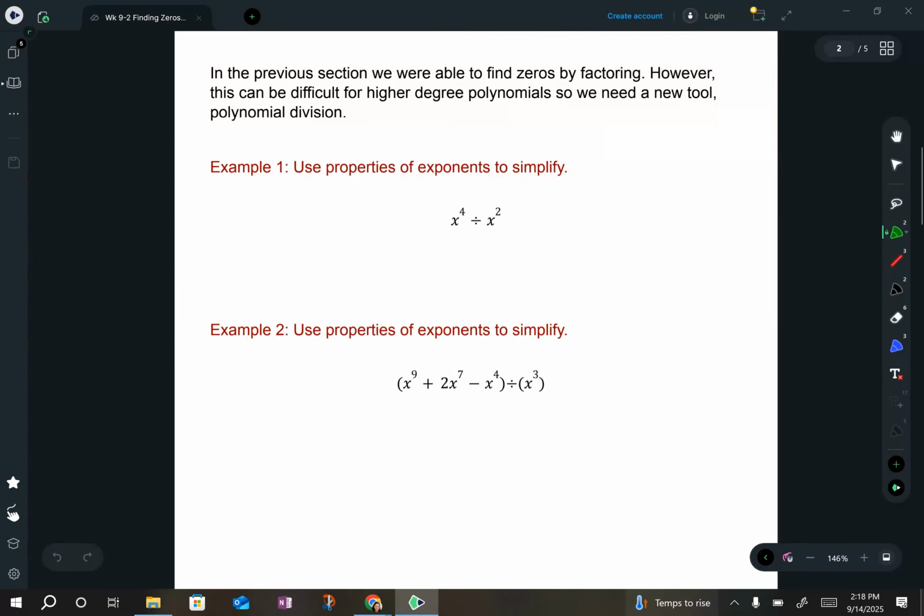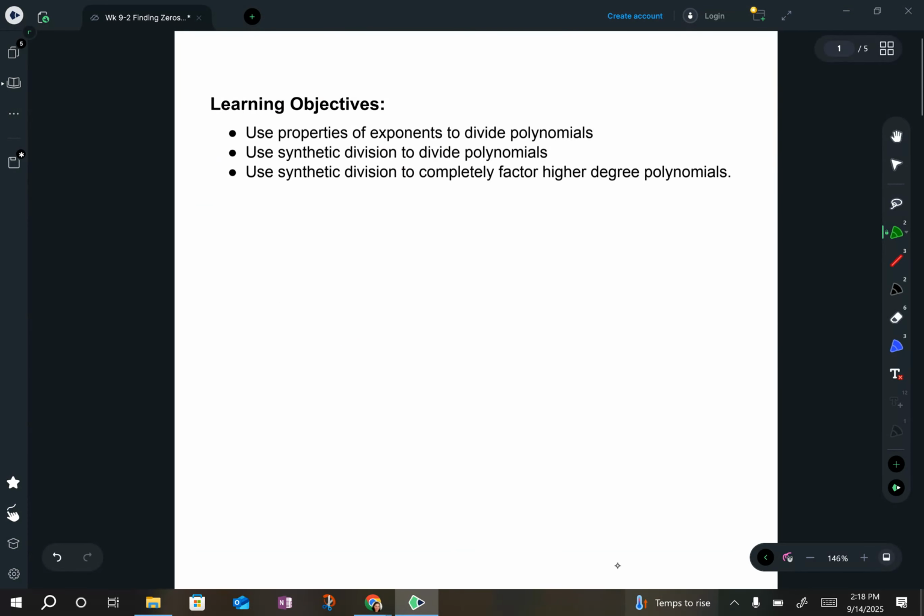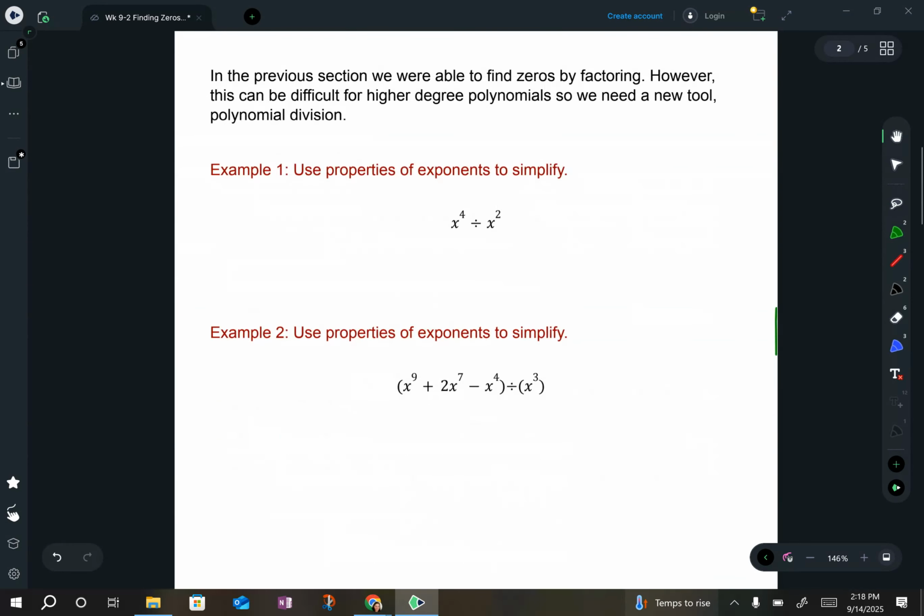So our first example is x to the fourth divided by x squared. Hang on. X to the fourth divided by x squared. So we're just going to rewrite this as x to the fourth over x squared. And we can remember by properties of exponents, this is x to the 4 minus 2, which is x squared. So 4 of the x's in the numerator cancel 2 of the x's in the denominator. Let's go on to example 2.